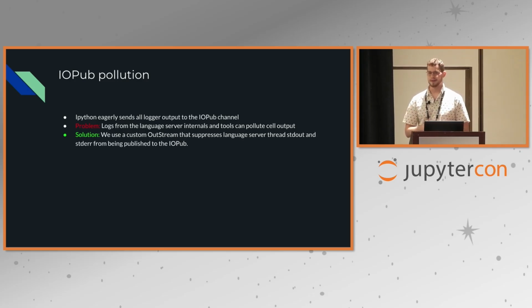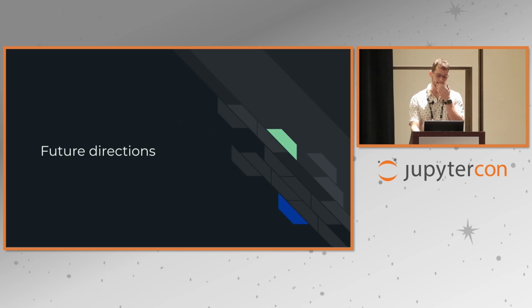So the solution for that is we have a custom output stream that suppresses the language server thread standard out and standard input from being published to that IO pub. So this is where we're kind of at today. It's a pretty popular language, I would say, among our users. I'm quite proud of what we built, but there's always more to do.